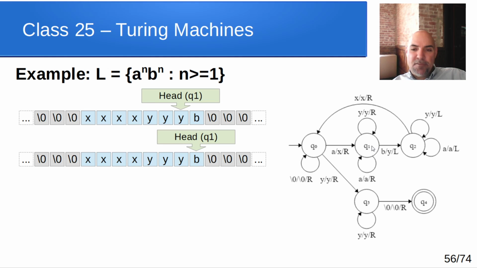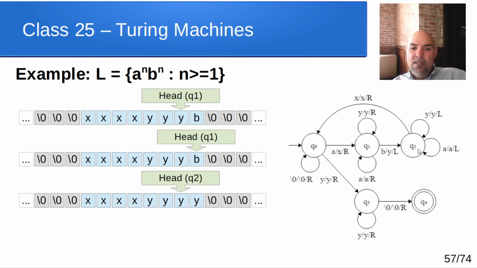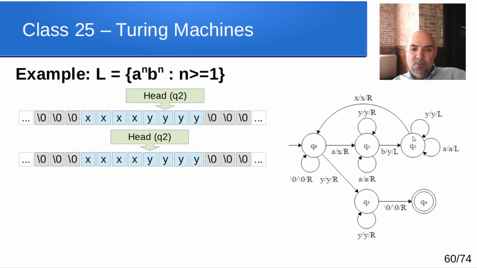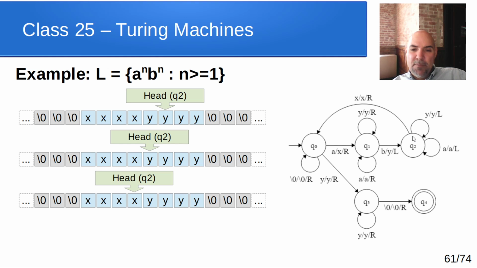And now we're on the last B, which is going to be this one here. Mark that out, move to the left. And now we're in Q2. We're just going to go across all of these Y's here. Y, Y, and now Q2 with a Y. We do it one more time. Now we're on an X, so we go back to Q0.